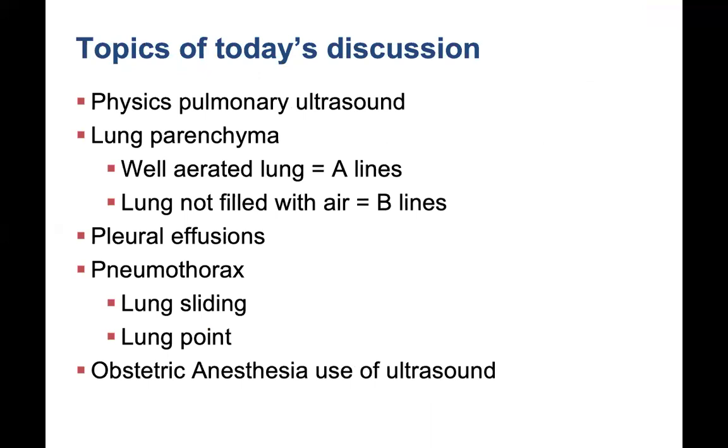So again, we talked a little bit about the physics of pulmonary ultrasound, how it's an artifact. We talked about identifying lung parenchyma, A lines and B lines. Remember, with A lines, the lung is filled with air. With B lines, it's acting more like a solid organ. We talked about pleural effusions, the curtain sign, and pneumothorax; lung sliding is what we're looking for. If we see lung sliding, we've ruled out a pneumothorax. If we see the lung point, then we do know that there's a pneumothorax. If we see the lung pulse, that's the cardiac movement. We know that there's no pneumothorax, but that lung is not being ventilated.